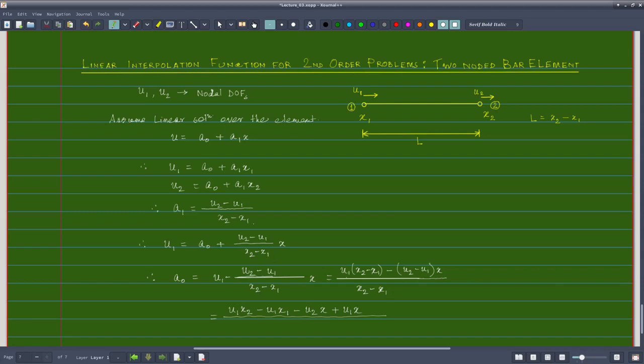Here I have made one mistake. This should be x1, right? This should be x1. So x1, x1. So this is x1, x1. And here it is x2 minus x1. And so this and this term go. And therefore I have simply u1 x2 minus u2 x1 by x2 minus x1, right?